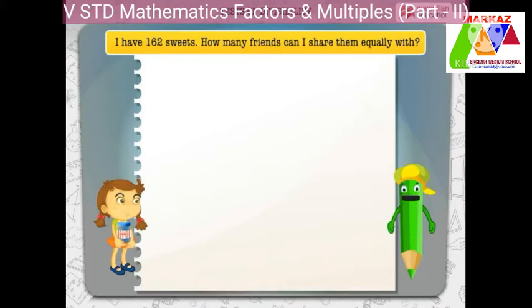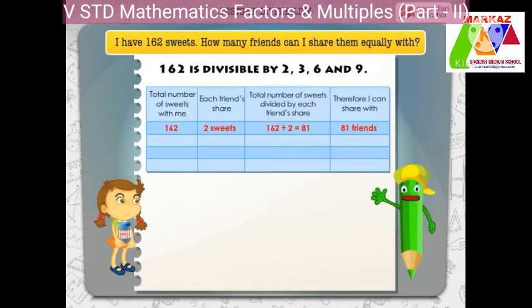I have 162 sweets. 162 is divisible by 2, 3, 6 and 9. If each friend gets 2 sweets, you can share it with 81 friends. If each friend gets 3 sweets, you can share it with 54 friends. If each friend gets 6 sweets, you can share it with 27 friends. If each friend gets 9 sweets, you can share it with 18 friends.